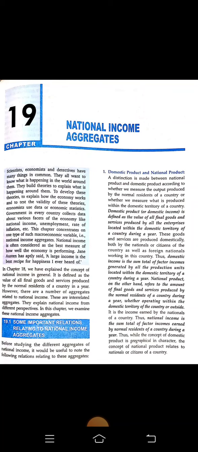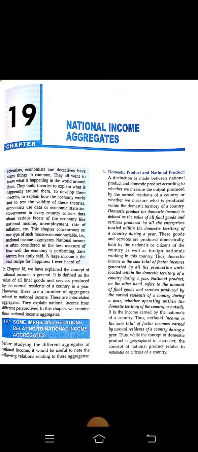However, there are a number of aggregates related to national income. These are interrelated aggregates. They explain national income from different perspectives. Some of the important relations of the national income: first of all, we have to take the domestic product and the national product. The domestic product or domestic income is defined as the value of all final goods and services produced by all the enterprises located within the domestic territory of a country during a year. So these goods and services are produced domestically, both by the nations or citizens of the country, as well as foreign nations working in this country.